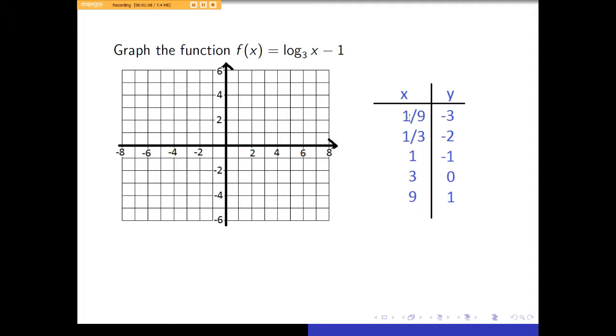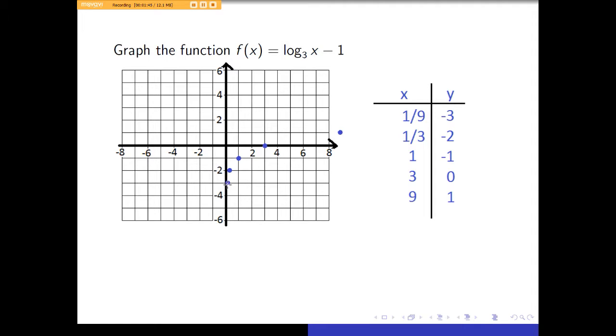So if x is 1/9, log base 3 of 1/9 is negative 2, minus 1 gives us a negative 3, and then log base 3 of 1/3 is negative 1, minus 1 is negative 2, and then log base 3 of 1 is 0, minus 1 is negative 1, and then log base 3 of 3 is 1, minus 1 is 0. Log base 3 of 9 finally is 2, minus 1 is just 1. And so that makes our table. And so we'll go ahead and plot those.